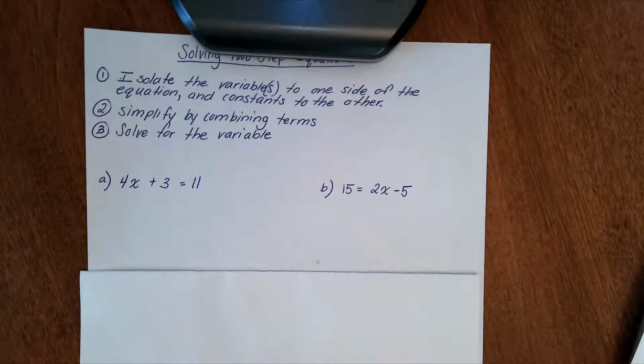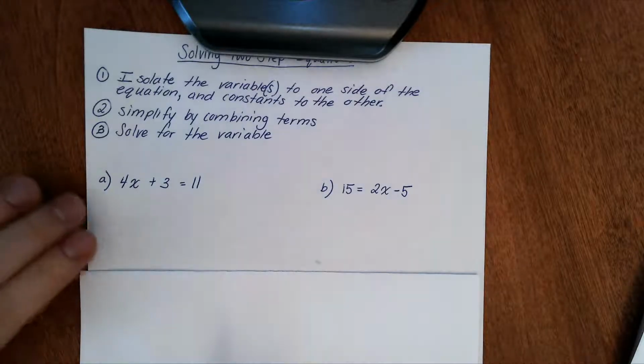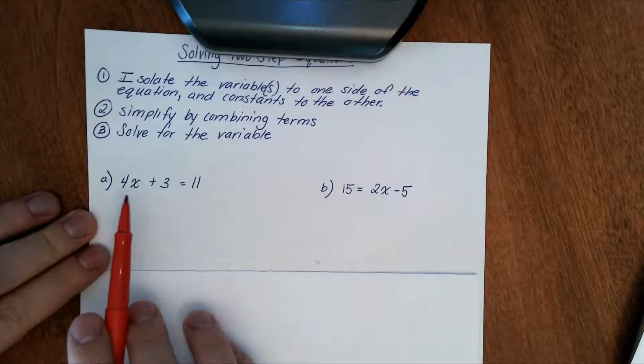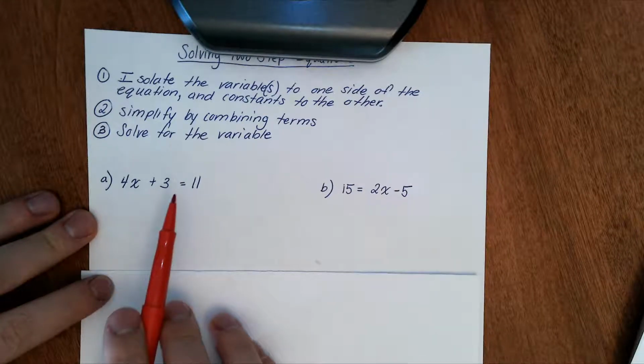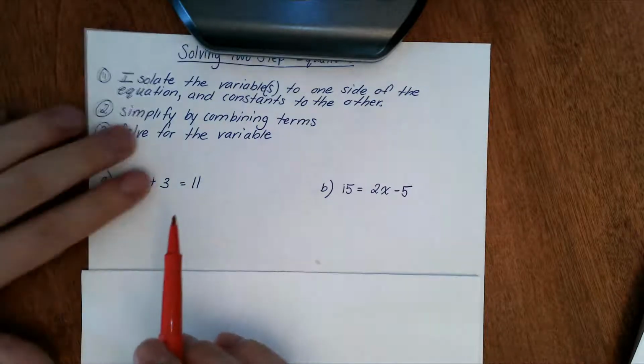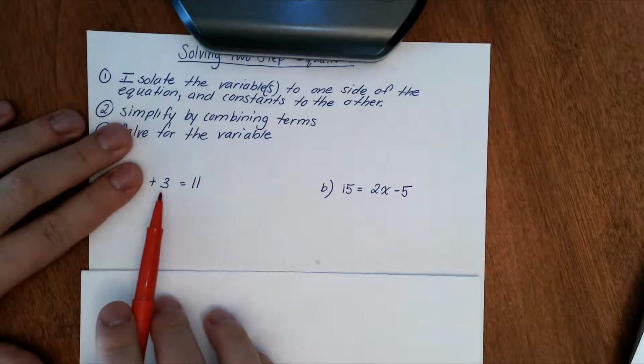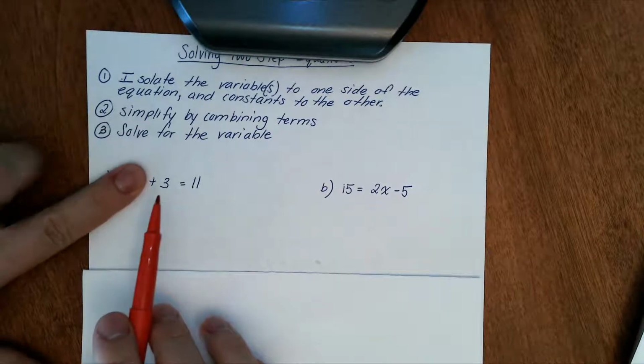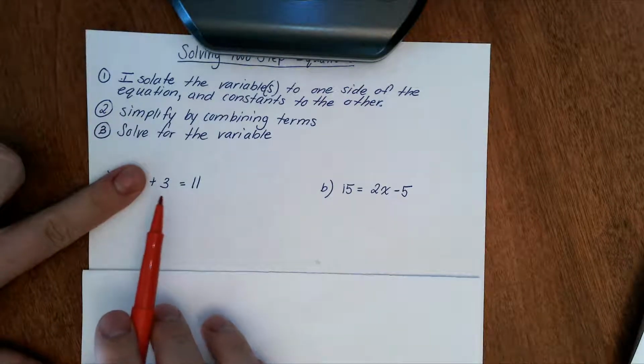Here I have 4x plus 3 equals 11. Before we do any sort of math, we want to think about what this equation is trying to tell us. It's saying 4 times a number plus 3 is going to give me 11. So how do I get from 3 to 11 if I'm adding? What number would I add to 3 to get to 11?